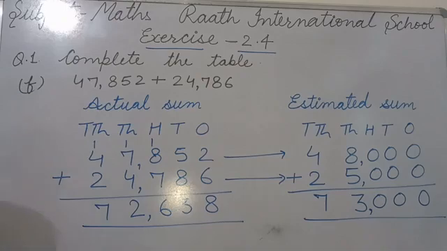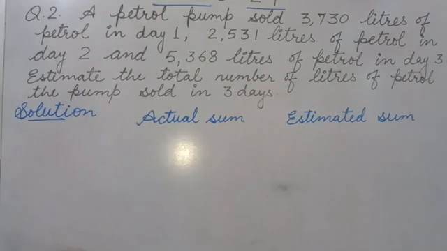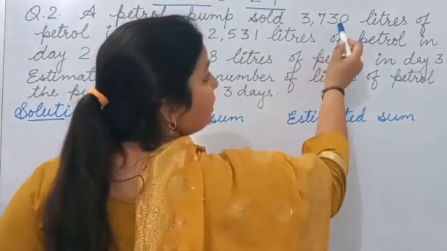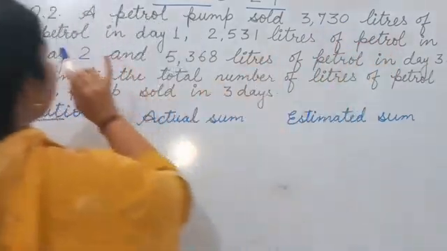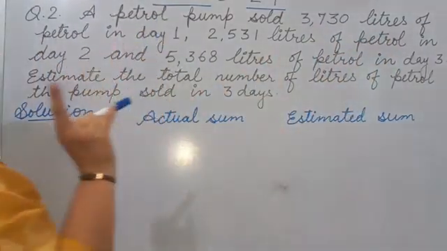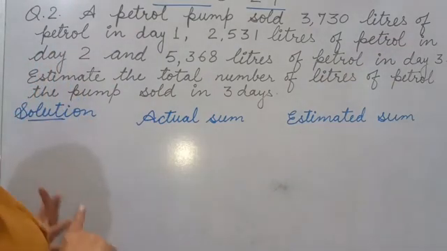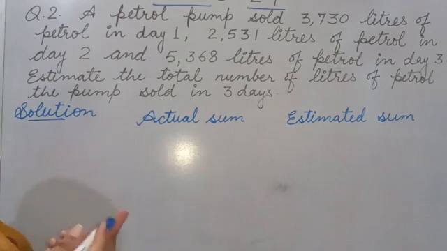Okay. Now we will do question number 2. Question number 2 is a word problem. A petrol pump sold 3,730 liters of petrol on day 1. Day 1 means the first day. Okay, on the first day a petrol pump sold. Petrol pump, you know, where we take petrol from.